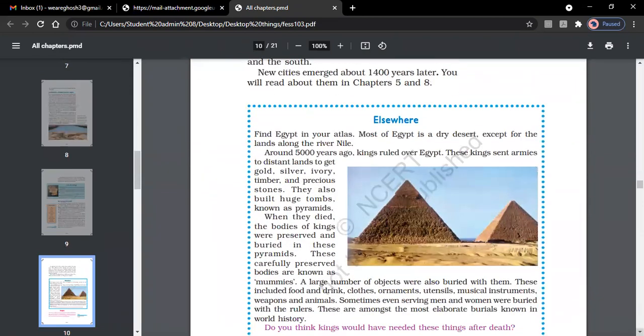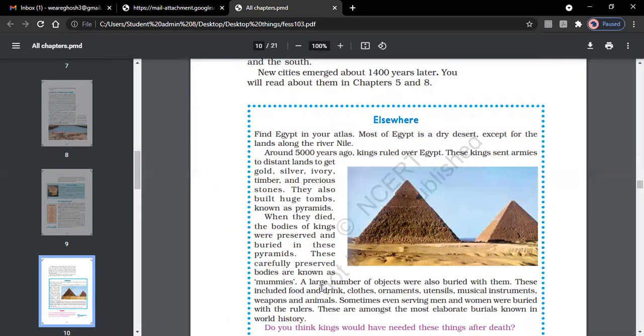See here, the next question is like that. Describe the king of Egypt around 5000 years ago. This paragraph, the king of Egypt, where is it? When they died, the bodies of the kings were preserved and buried in pyramids, and these carefully preserved bodies are known as mummies. So here you can get another question.